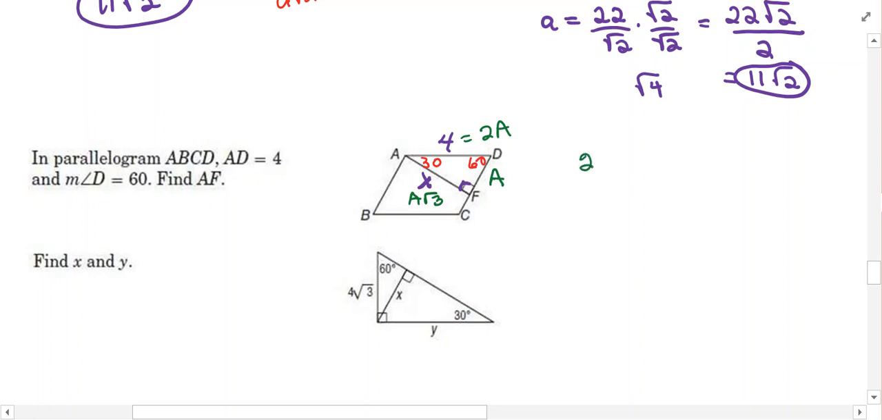So 2A equals 4. Divide both sides by 2. I have A equals 2. So X equals A rad 3, which gives me the final answer of 2 rad 3.